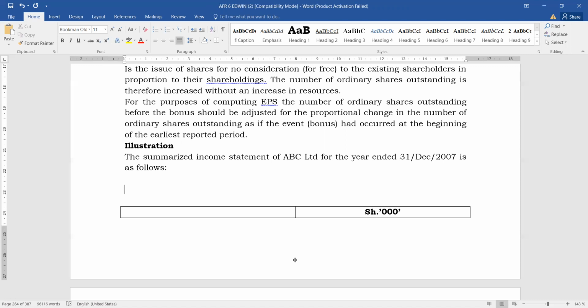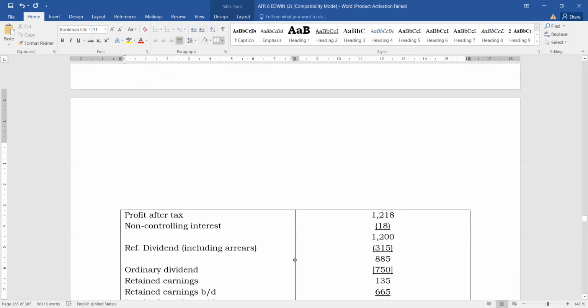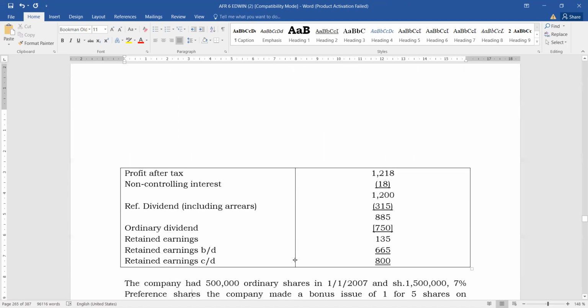So the illustration is the summarized income statement of APC for the year ended 31st December 2007. We have a profit after tax, NCI, and dividends. This is preference, not reference. This is the preference dividend. So we have ordinary dividends, retained earnings, roll down, carry down.